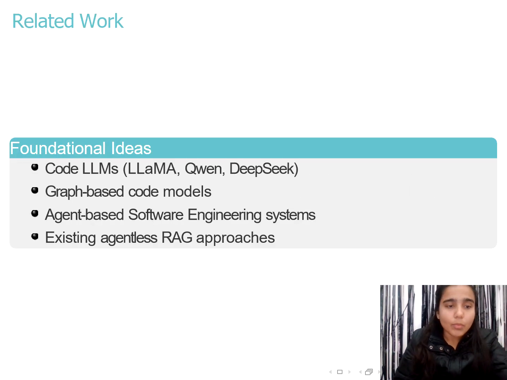This Code Graph Model works on code LLMs like Llama, Qwen, DeepSeek for generation. It uses graph-based models for structure. It uses agent systems like SWE-agent for software engineering tasks and agentless RAG for retrieval. But the problem is none fully integrate graphs into LLMs, and that's where CGM shines. It basically helps with all these things, closing the gap without any complexity.